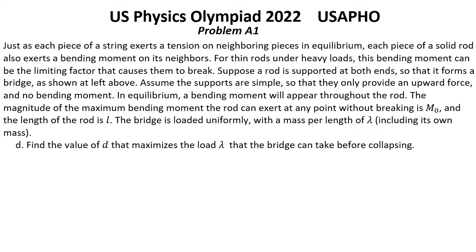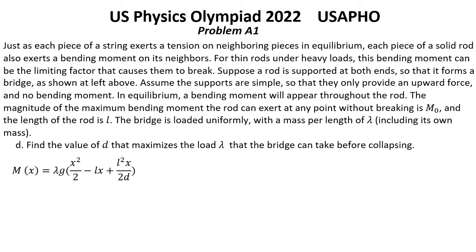Solution for question D. Find the value of d that maximizes the load lambda that the bridge can take before collapsing. If the bridge doesn't collapse, then the magnitude of the bending moment must be less than M0 everywhere throughout the rod. Consider how the bending moment varies as one moves from the left end of the rod to the right. It begins at 0 when x equals 0, in the expression which we got in question C.